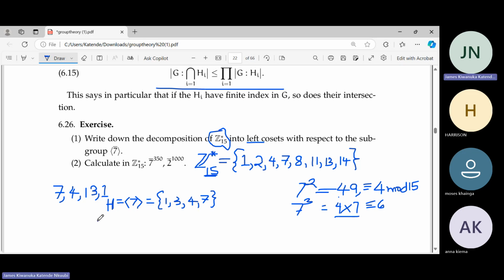So what is 2H? We are getting the left coset, so that's why I'm multiplying on the left. What this simply means is you multiply every element in here by 2, but you have to reduce that modulo 15. So 2 times 1 is 2. 2 times 3 is 6. 2 times 4 is 8. 2 times 7 is 14. So this gives you the second left coset.